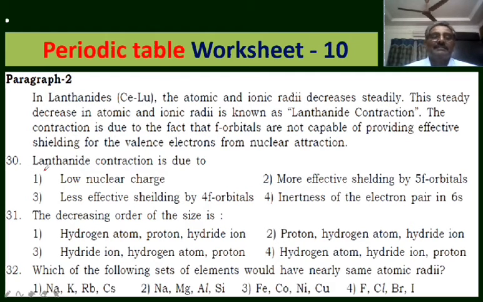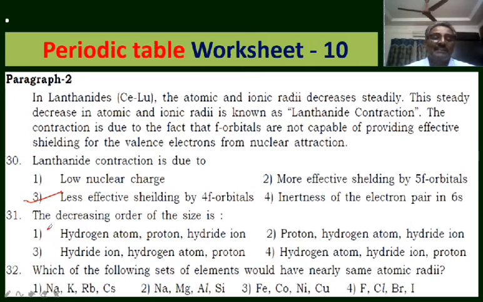The question is, lanthanide contraction is due to what? Due to less effective shielding by 4f orbitals. The third option is the right option.